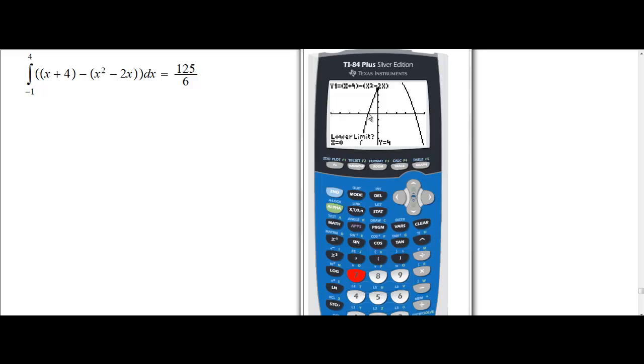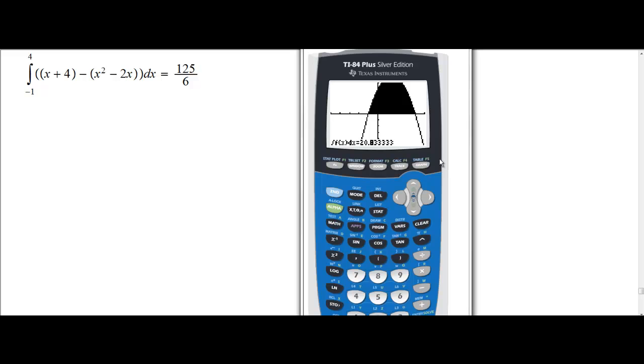I want the area from -1 to 4, don't I? That's what the evaluation of this integral will be. So what is my lower limit? -1. My upper limit is 4, and it should give me the same value, 125 over 6, right?